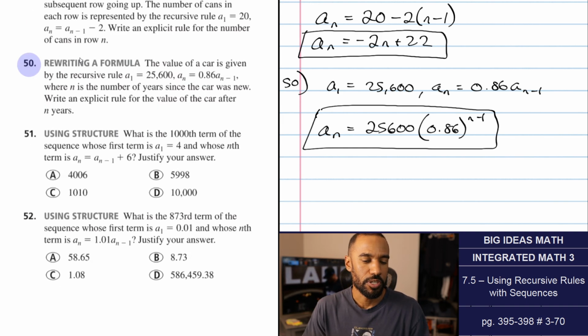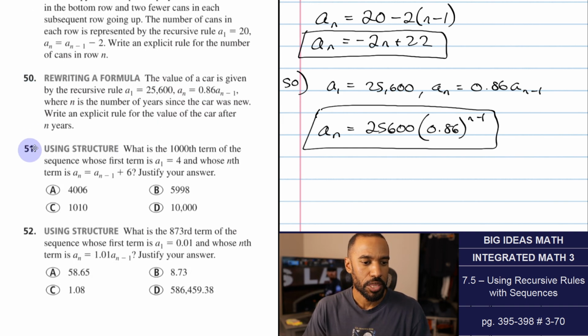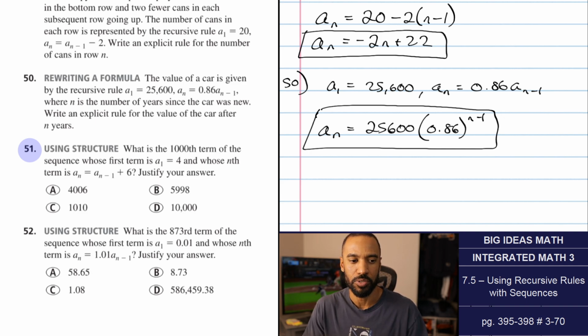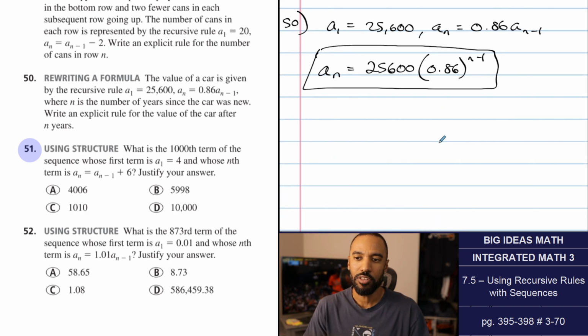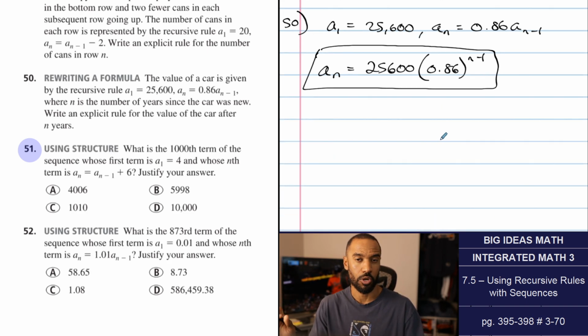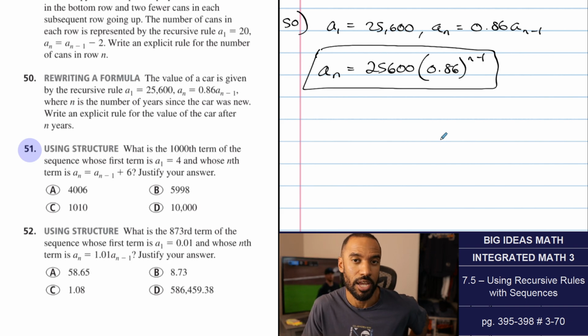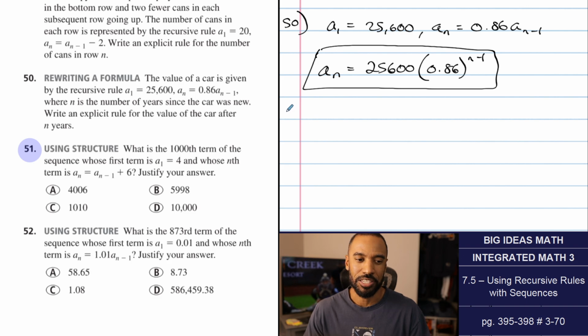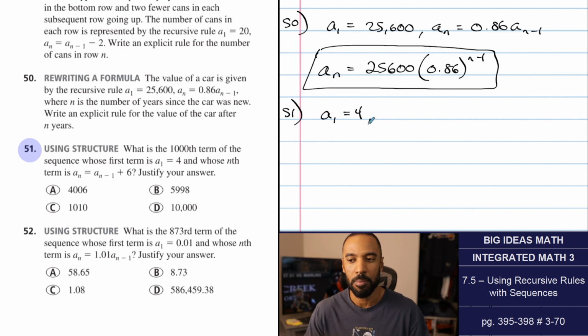Number 51, on using structure. What is the 1,000th term of the sequence whose first term is a sub 1 equals 4 and whose nth term is a sub n minus 1 plus 6? Justify your answer. Now, we haven't spoken on, and who knows, maybe it's going to be part of the questions, what are the pros and cons of each kind of rule? A lot of people don't like the idea of recursive rules. When you look at the formula, you're like, this just looks hideous. But you have to remember, this is how we tend to think.